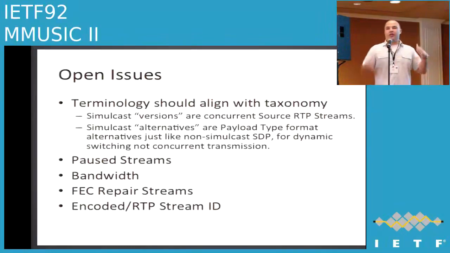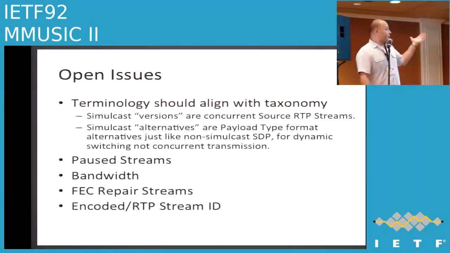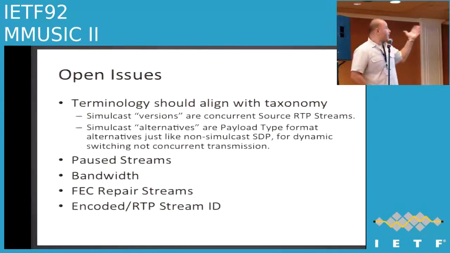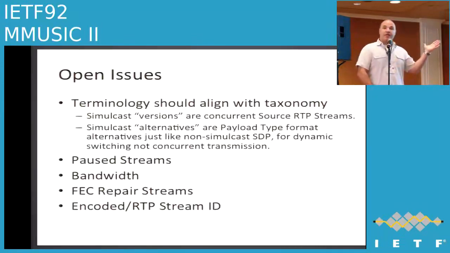And there was also some confusion about the alternatives. I didn't show that on the previous slide, but just like in regular SDP, you can have a list of alternative payload types that can dynamically switch in for this RTP stream. There's also a list of alternatives that you can put in the simulcast line separated by commas, and that's why we have the semicolon separator to make a distinction between the concurrent streams, which are separated by semicolons, and the alternatives within each stream, which are separated by commas. So we'll clarify that those alternatives are just the same as payload type alternatives in any SDP offer or answer. And again, this is for dynamic switching, not for concurrent transmission.